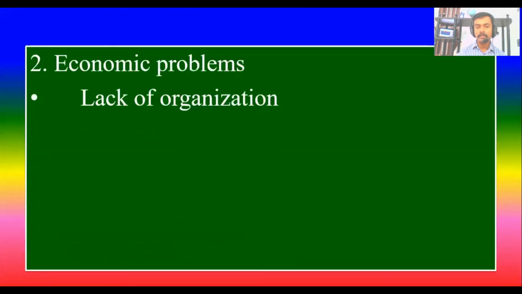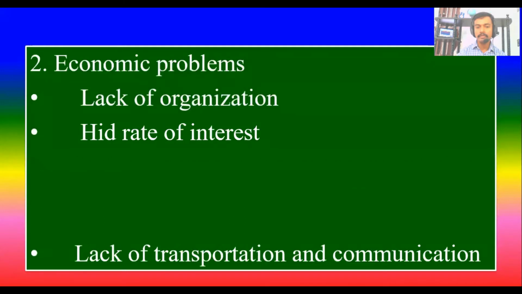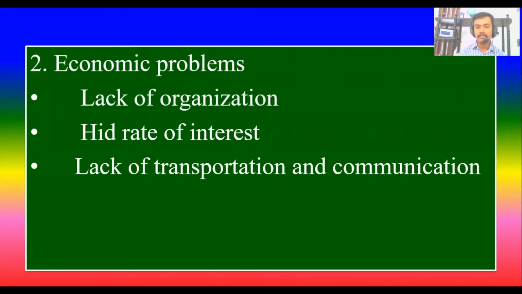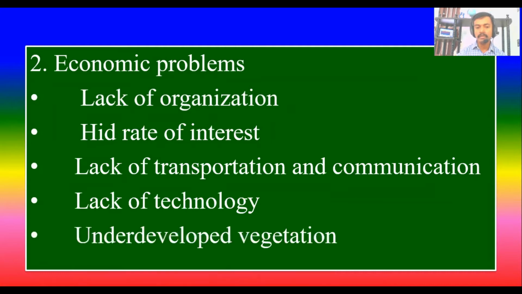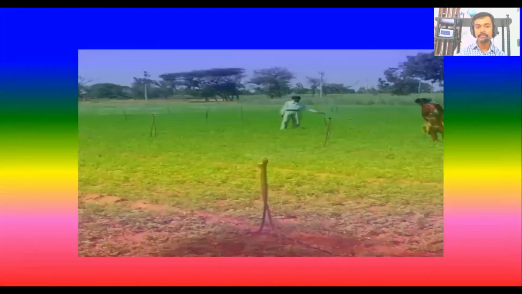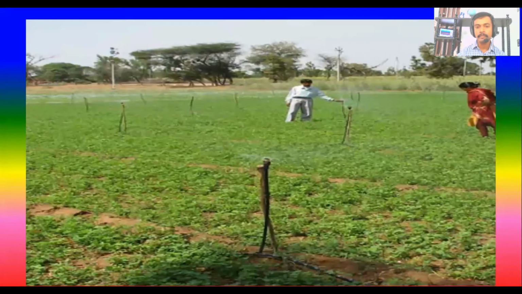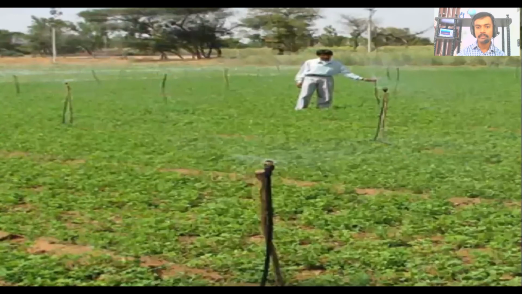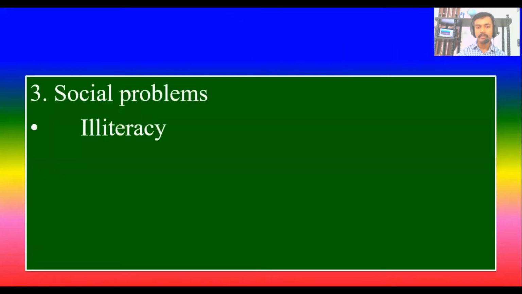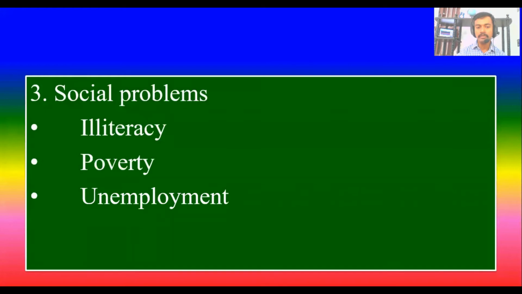Then economic problems: lack of organization, high rate of interest, lack of transportation and communication, which cause isolation. Then lack of technology. Nowadays technology is increasing, but it is still lacking. Underdeveloped agriculture, which means old methods are used instead of modern methods. Then social problems, mainly illiteracy, poverty and unemployment, are a phenomenon of Indian villages. Mainly healthcare problems, where communicable disease is a key factor.